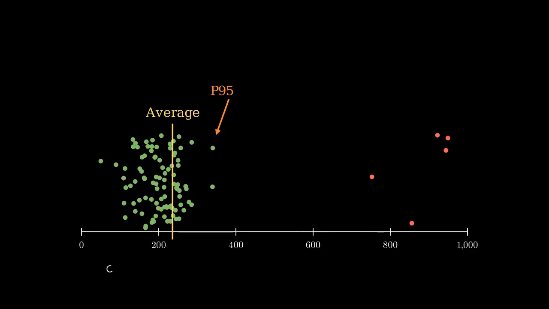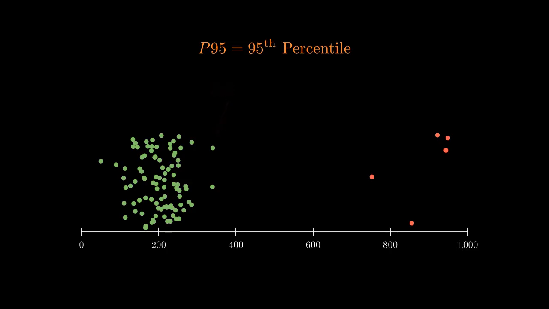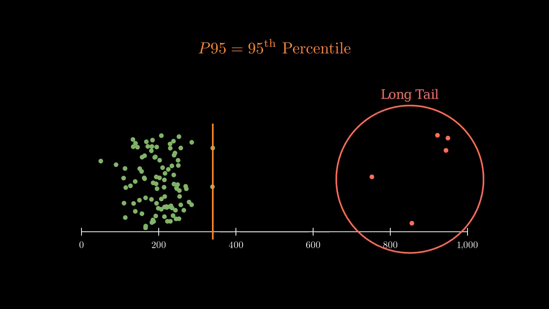Notice how the average completely ignores those few slow red dots on the far right. This is where the 95th percentile, or P95, comes in. The P95 is the response time value where 95% of all your requests are faster. When you look at the P95 line, it captures the threshold of the long tail, which is the small set of requests that take significantly longer than the rest.